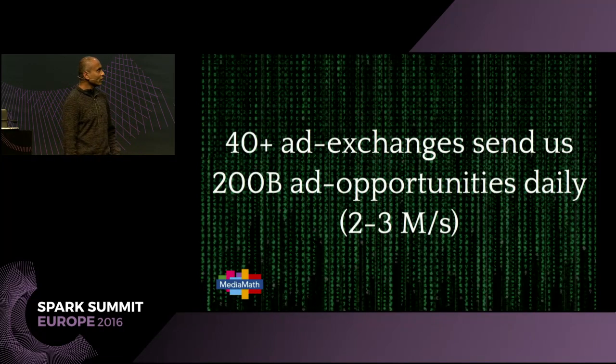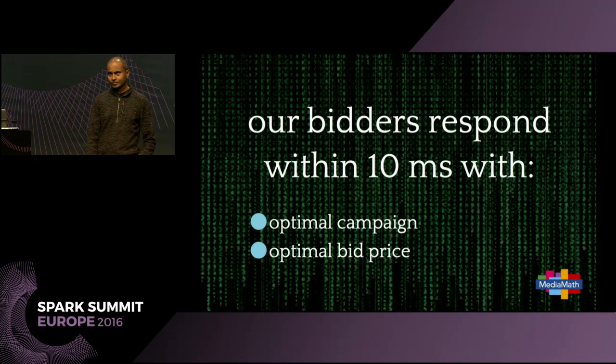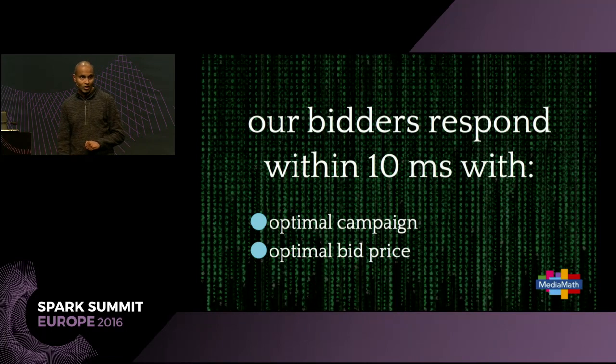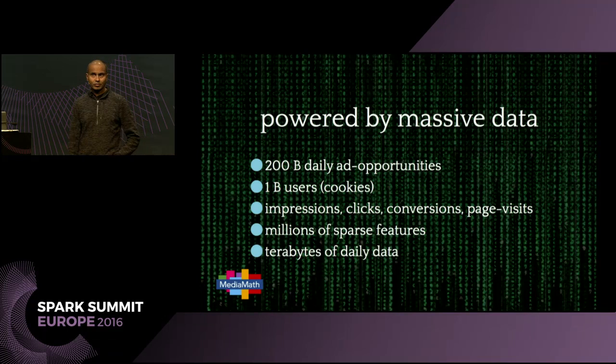We listen to over 40 different ad exchanges, and we receive over 200 billion ad opportunities every day, which translates to around 2 to 3 million a second. And in response to each of these bid opportunities, our bidding systems respond within 10 milliseconds with two optimal decisions. One of them is the optimal campaign to bid for, and the other is the best bid price to submit to the ad exchange. All of these optimizations are driven by massive amounts of data.